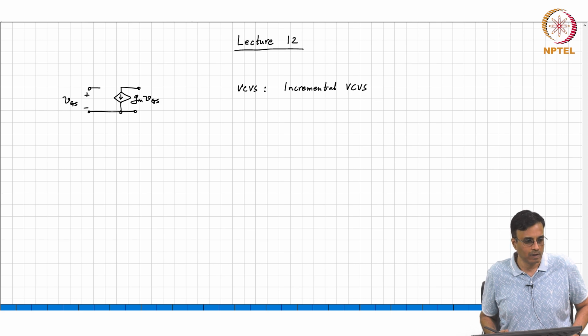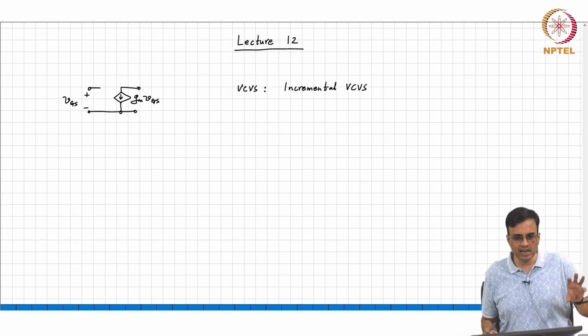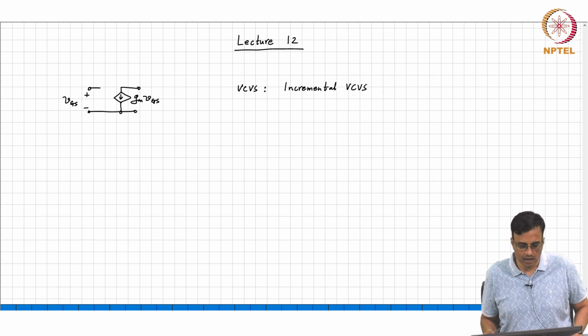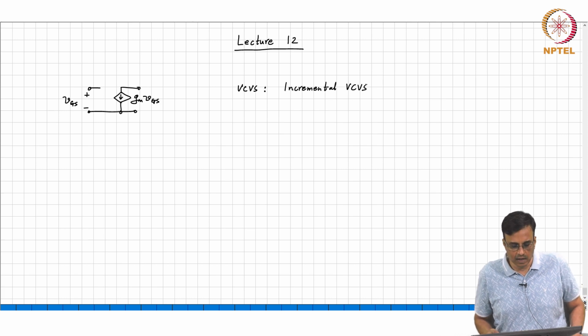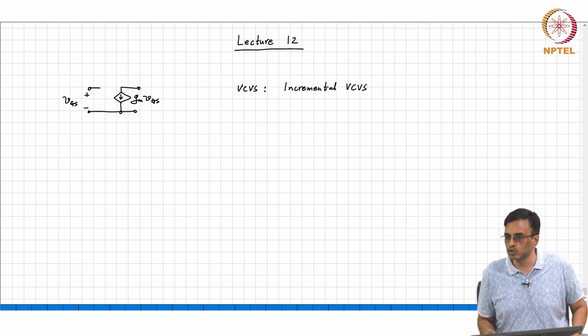In other words, the control source is a linear element, and the transistor as such is nonlinear. So, we can only talk about incremental signals. Any building block that we come up with using transistors which claims to be linear is only linear for small signals. That is understood.